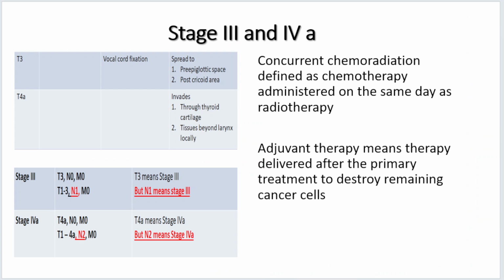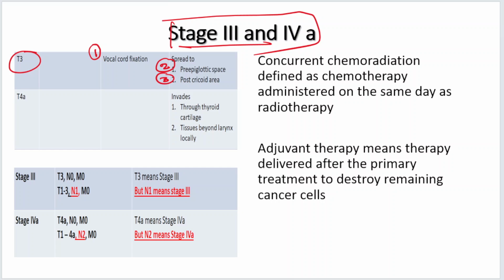Now coming to stage 3 and stage 4A. What is stage 3? Stage 3, we said, if there is vocal cord fixity, if there is spread to the pre-epiglottic space or post-cricoid area, it is T3. T4A means it is invading through the thyroid cartilage or tissues beyond the larynx locally. So these are, what do you call it, worlds apart. If there is thyroid cartilage invasion, if the tumor is going through the thyroid cartilage, you deal with it in a totally different way.